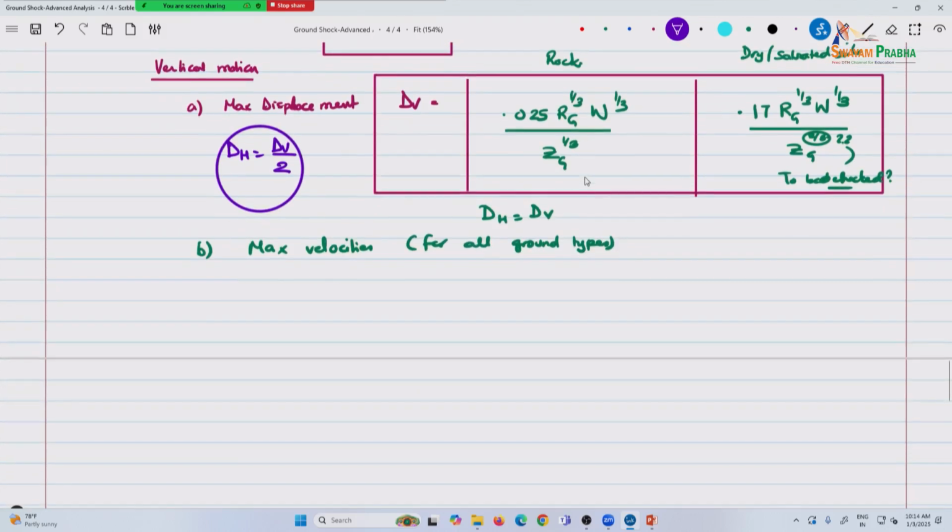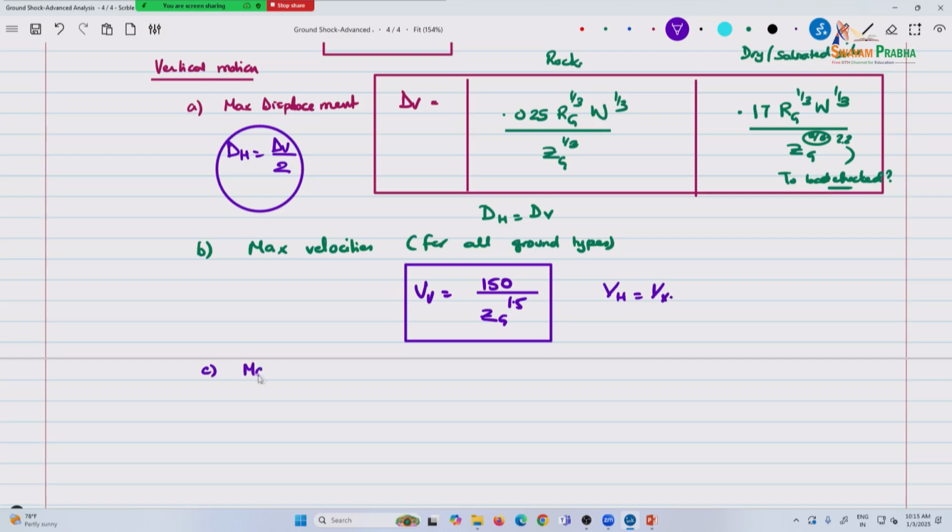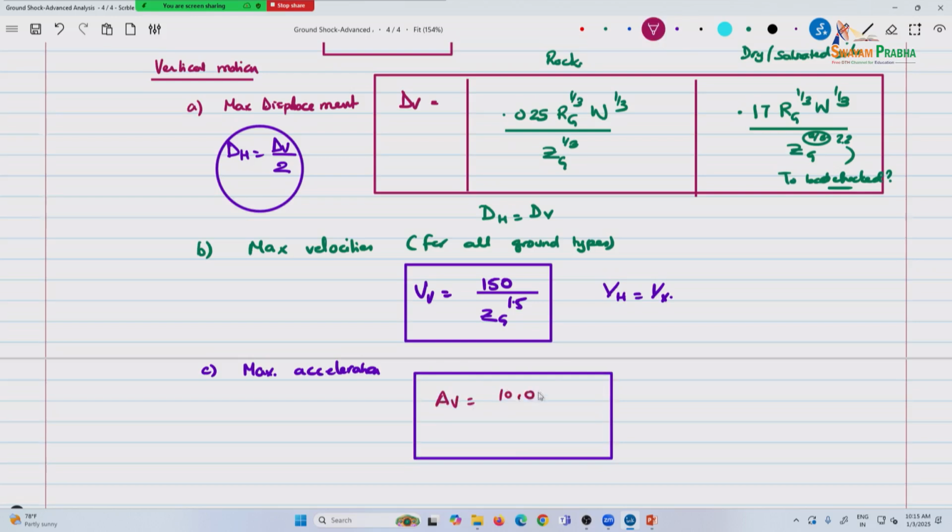Then the maximum velocities for all ground types: V sub V is 150 divided by Z sub G power 1.5, and the velocity horizontal is the vertical velocity, and finally the maximum acceleration AV is 10,000 divided by W power 1 by 3 Z sub G square.